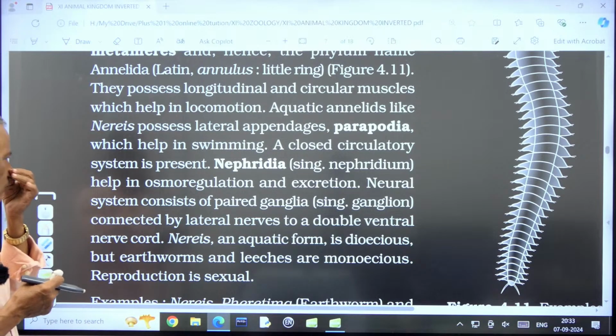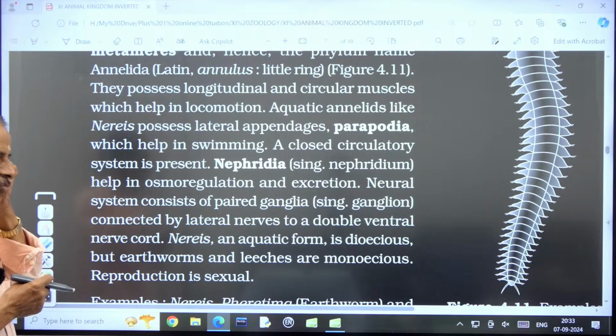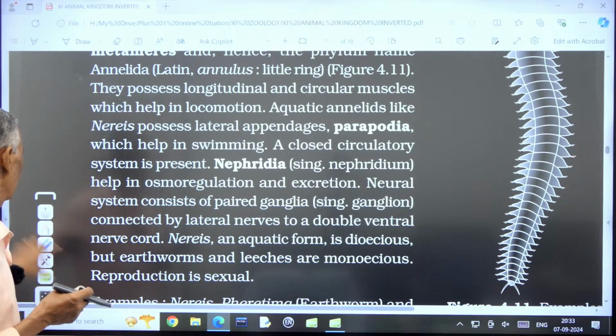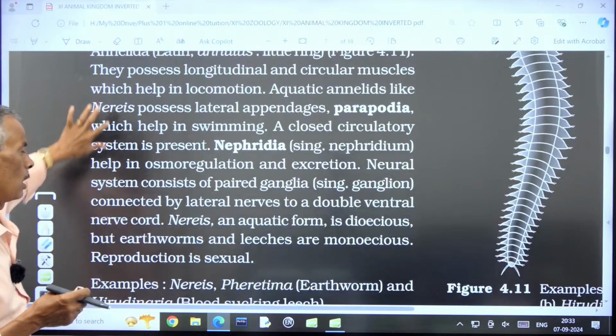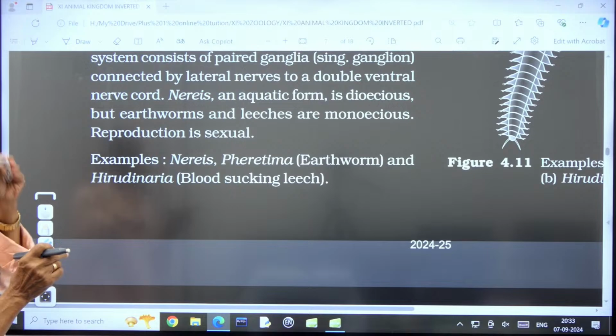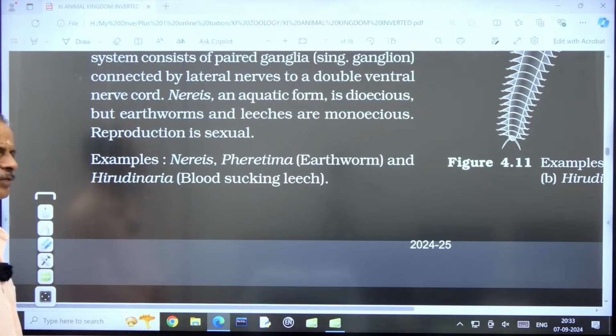Nereis, an aquatic form, is dioecious. Dioecious means males and females are separate, but earthworm and leeches are monoecious. Reproduction is sexual. Examples are Nereis, Pheretima. There are so many different genera of earthworms. One which is very common in North India is Pheretima, Megascolex. Another one. So these are all commonly called earthworms.